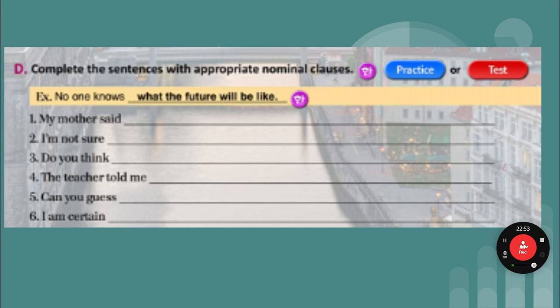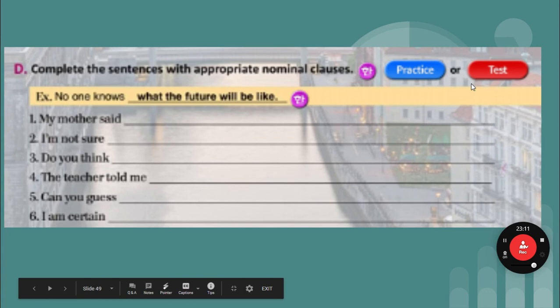Do you think that this dress makes me look fat? Never answer that question. It's a terrible question. Do you think that this color looks good on me? That one you can answer. The teacher told me that. Like the teacher told me that I have to do my homework or something like that. Okay, write down your answer.